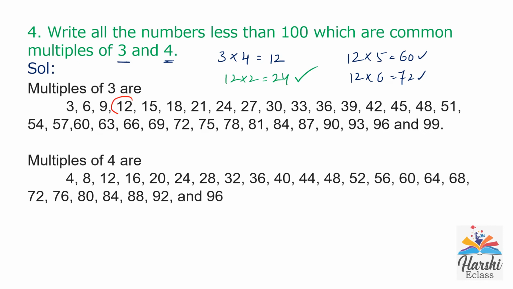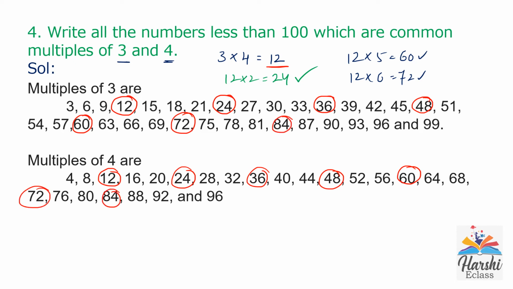Here the first common multiple is 12, which is the product of 3 and 4. And the second common multiple is 24. Third one 36. Fourth common multiple is 48. Fifth common multiple is 60. 12 fives are 60. Sixth common multiple is 72. 12 sixes are 72. 12 sevens are 84. And 12 eights are 96.